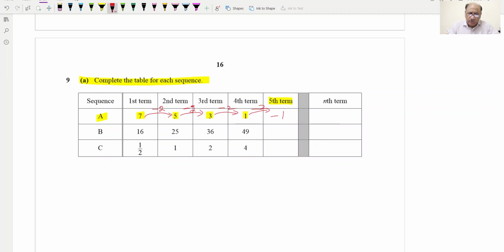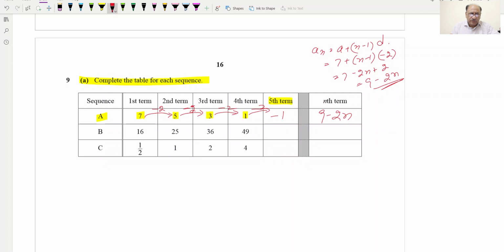And the formula will be what? We can find the formula, a n is equal to a plus n minus 1 into d. This is a linear sequence. So a is 7 plus n minus 1 into the difference, which is minus 2, and this will be 7 minus 2n plus 2. So this will be 9 minus 2n. This will be the formula, 9 minus 2n, we can provide over here.